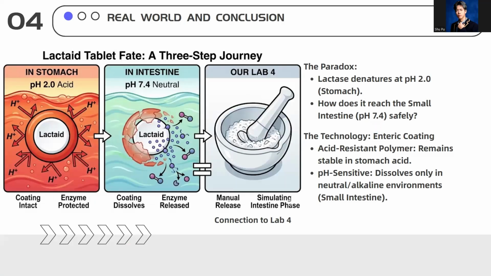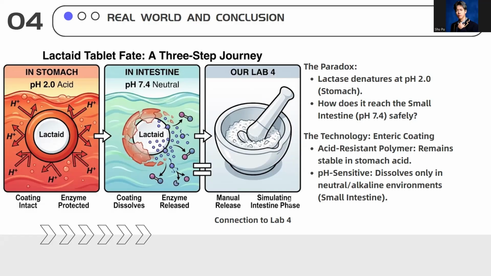The answer to the paradox lies in pharmaceutical engineering. Please look at the diagram on the left. For stage 1, in the stomach, the pill is coated with a special enteric coating. This polymer is acid resistant. It acts like a shield, keeping the enzyme safe inside. Stage 2, once it hits a neutral pH of 7.4, the coating dissolves, releasing the active enzyme.